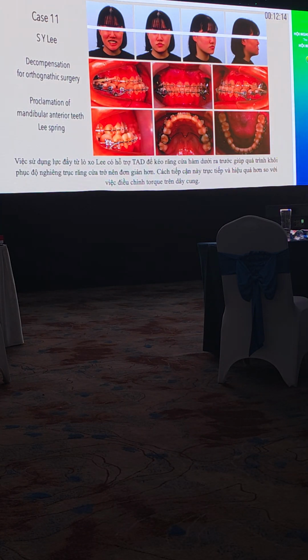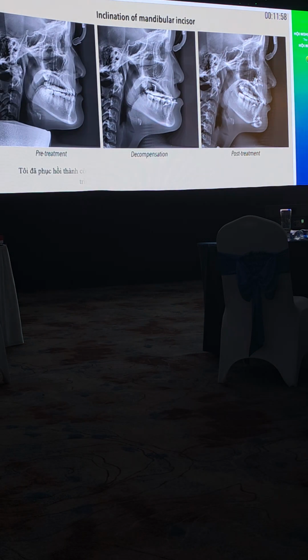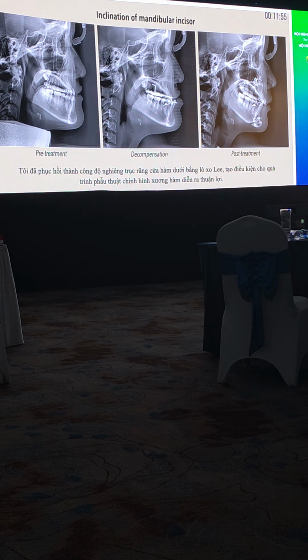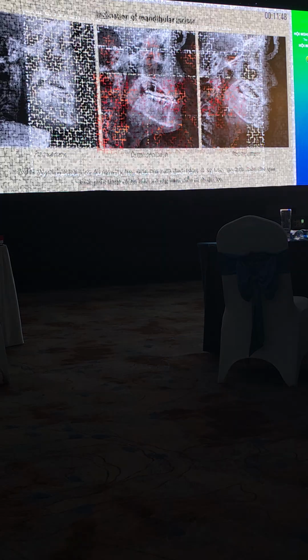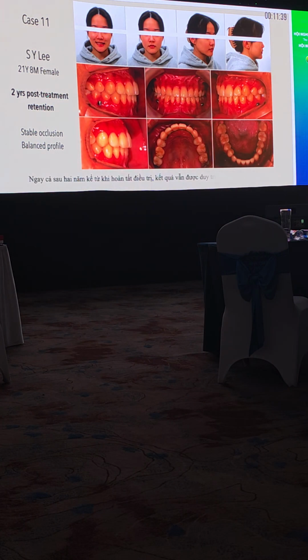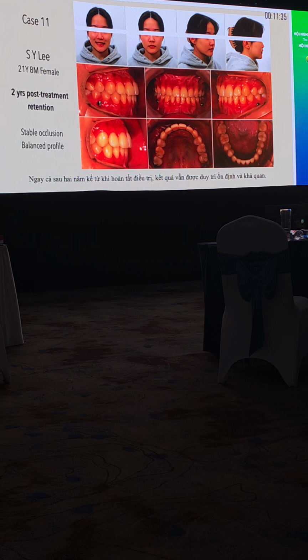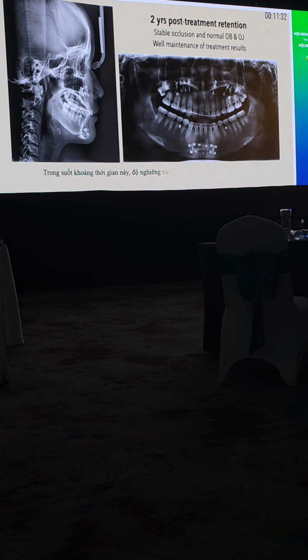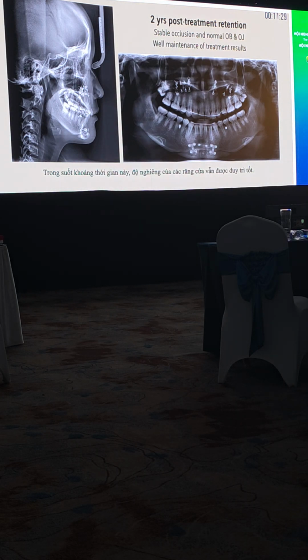Utilizing the TAD-supported pushing spring of the Rib spring to advance the mandibular incisors simplifies the process of restoring their inclination. This approach is more direct and effective compared to torque application on the arch wire. I successfully restored the inclination of the mandibular incisors with the Rib spring, facilitating a smooth execution of the orthodontic surgery. Post-surgery, the patient achieved a harmonious and balanced facial appearance and interdental relationships. Even 2 years after treatment completion, the result remained stable and favorable. Throughout this time frame, the inclination of the incisors has been properly maintained.